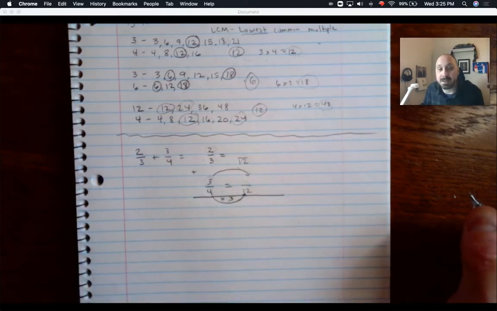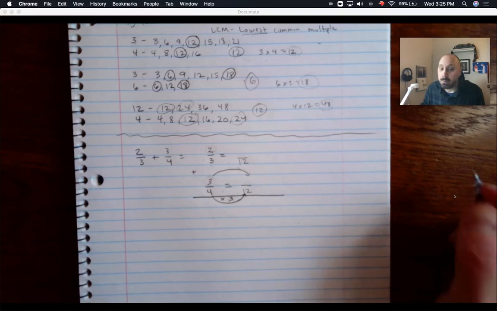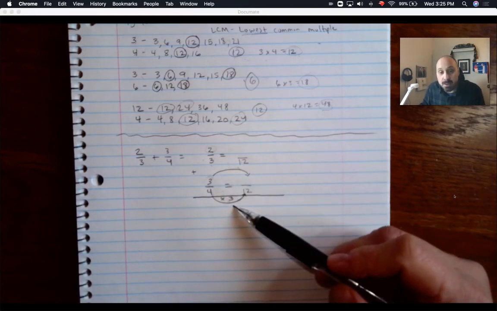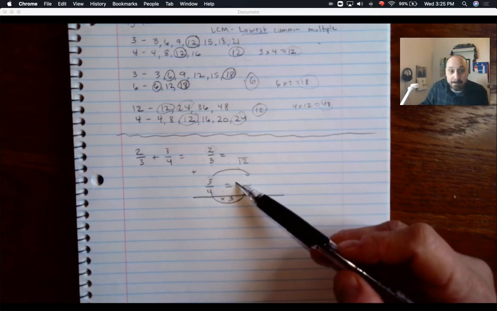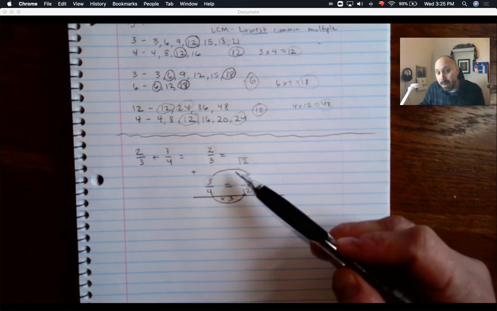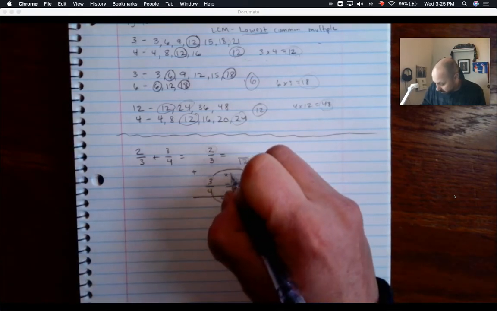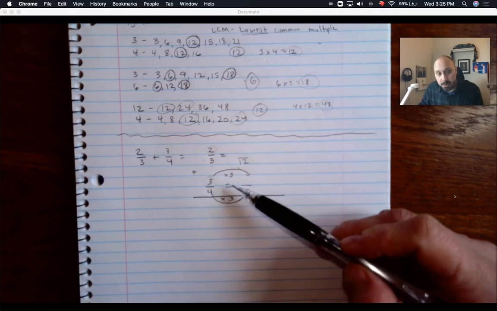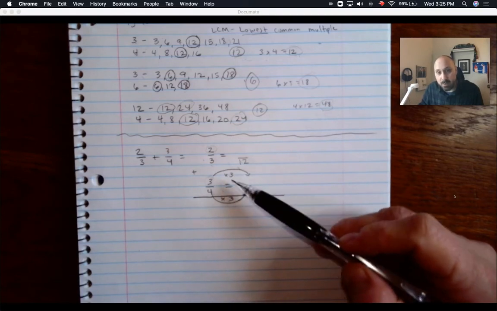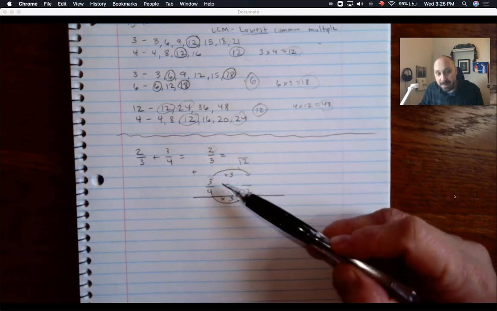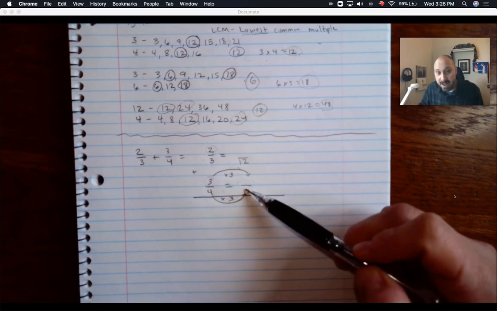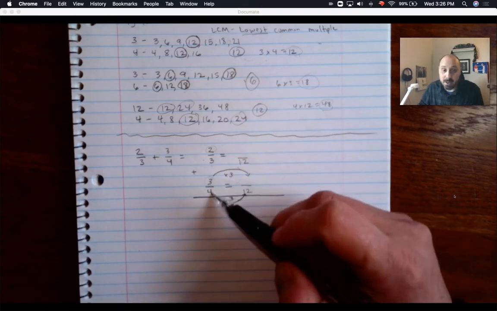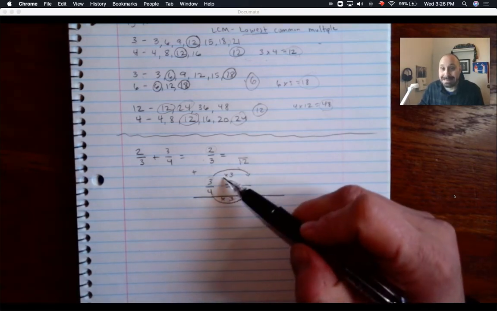And here's Mr. Mac's little saying. Whatever you do to the bottom, you got to do to the top. So if I multiply by 3 on the bottom, I have to multiply by 3 on the top. So you're doing an equivalent fraction. We're making 3/4 the same fraction, but we're making it into twelfths, right? So just like we did with our clock model. Whatever we do to the bottom, we got to do to the top.